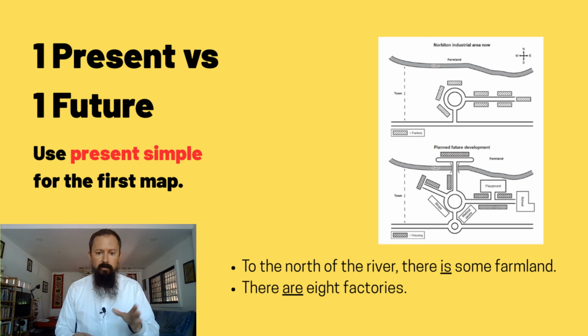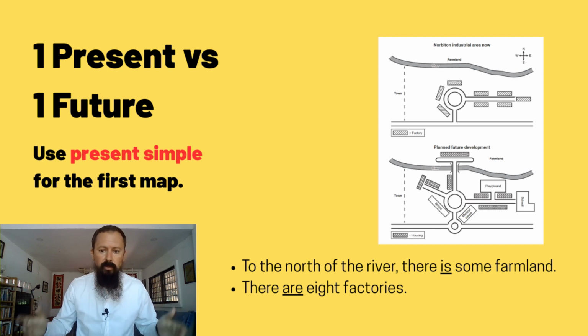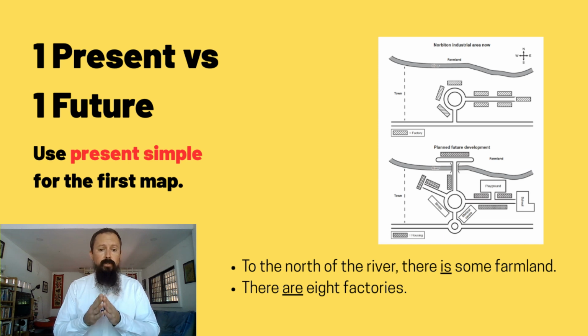So when we're talking about the present, we just use the present simple. So to the north of the river, there is some farmland and there are 8 factories. So we're just describing the current state of being using the present simple. That's nice and easy. But what about talking about the future?